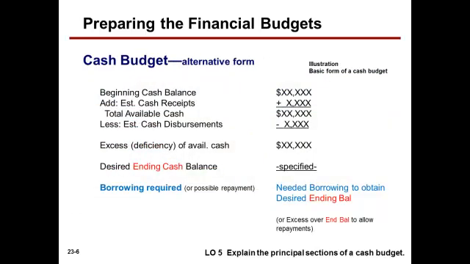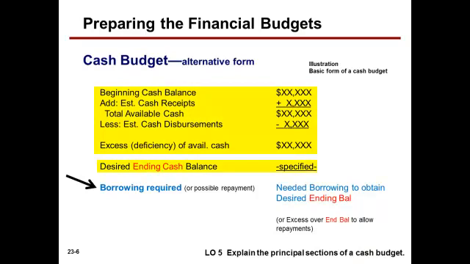Here's an alternative format of the cash budget. Same information, just putting the borrowing or the possible repayments at the bottom. Again, that's the final question that's answered by a cash budget. Will money be required to be borrowed during a period of time, or can there be possible repayments of previous debt? It's all premised on the amount of cash expected to come in and the desired ending cash balance that's required by the company.